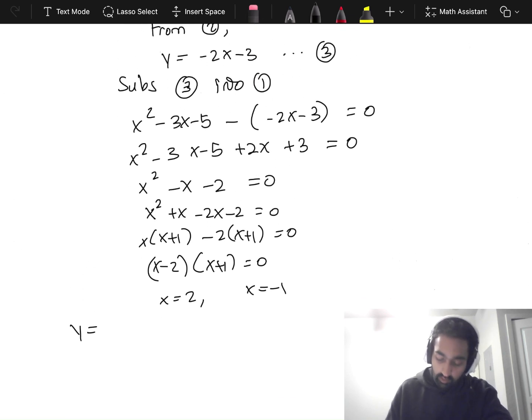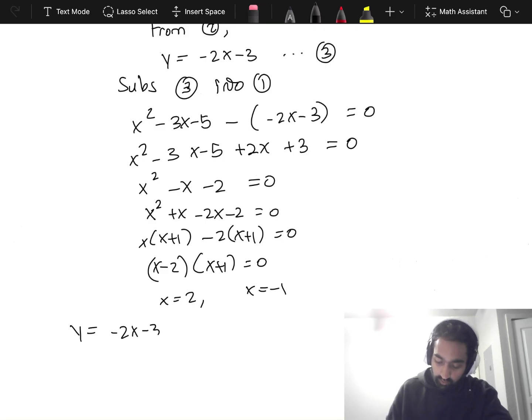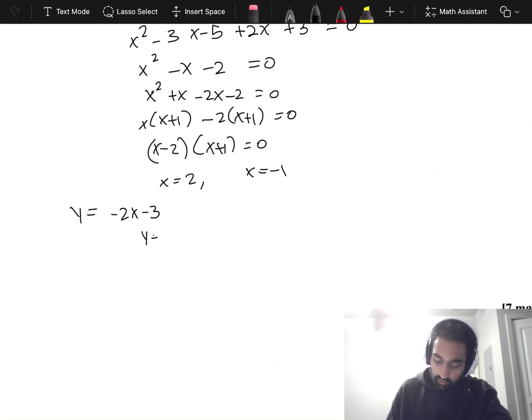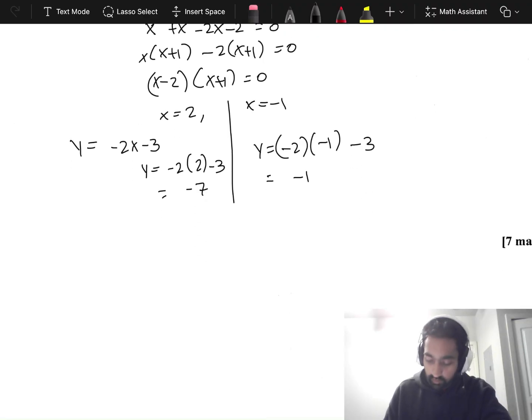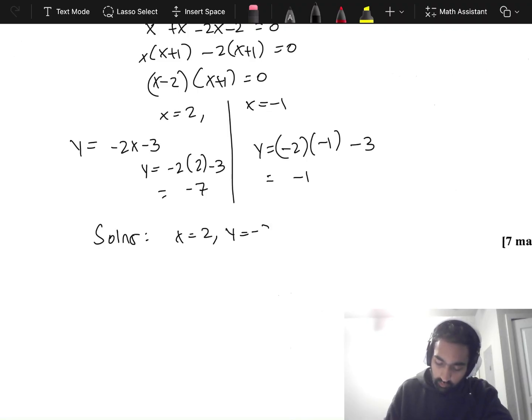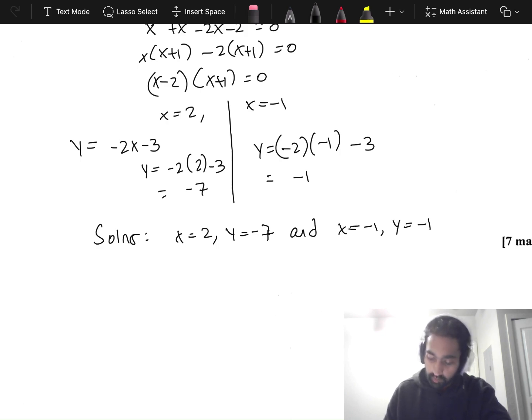The last thing is, remember, equation 3 says that y is minus 2x minus 3. So if x is 2, y would be minus 2 times 2 minus 3, which is minus 4 minus 3, which is minus 7. And here y would be minus 2 times minus 1 minus 3, which is 2 minus 3, which is minus 1. So the solutions are x equals 2, y equals minus 7, that's one solution, and x equals minus 1, y equals minus 1.